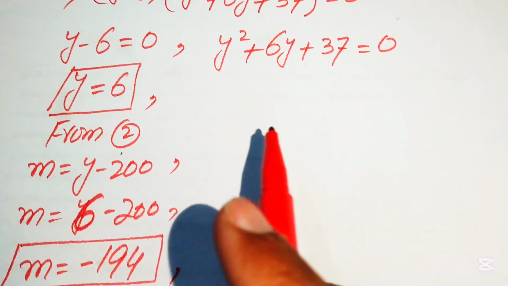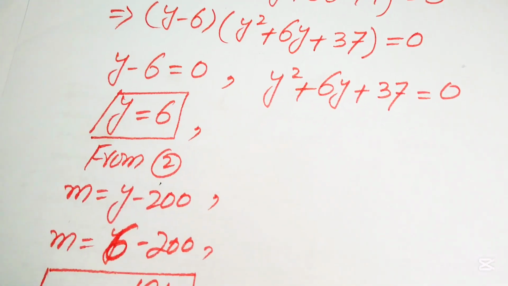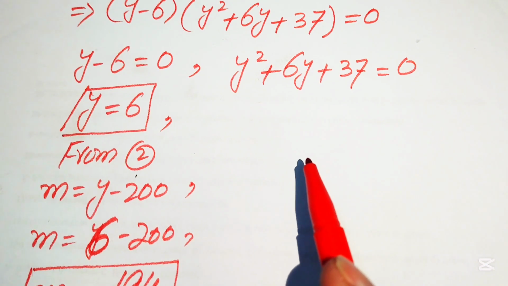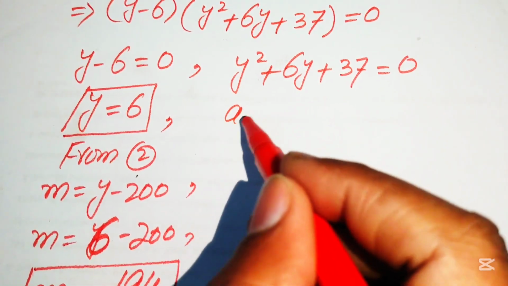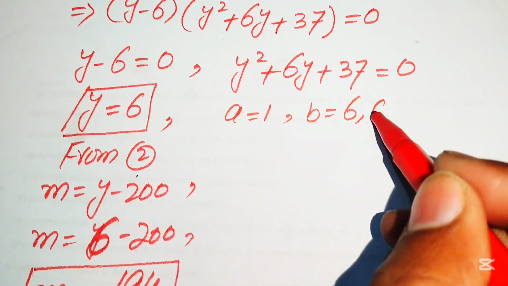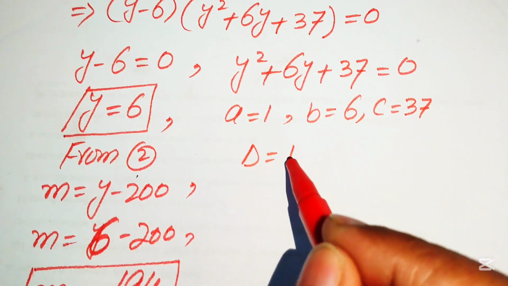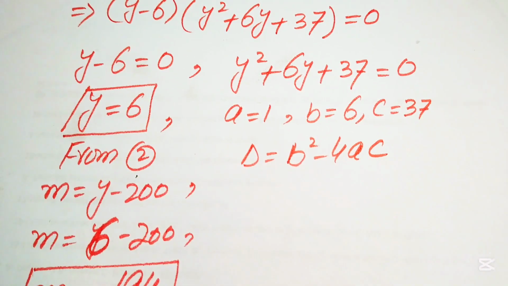Okay, so here we need to check whether this quadratic equation has real roots or not. So we can use the discriminant formula in order to check the roots of this equation. First we write the coefficients of this equation: a equals 1, b equals 6 and c equals 37, and the discriminant formula is b square minus 4 times ac. This is our discriminant formula.